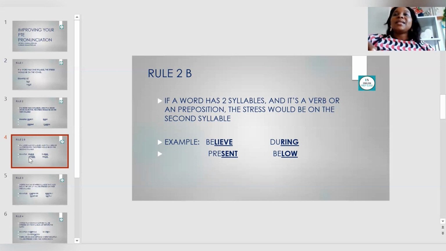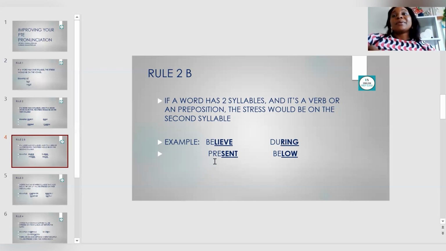Okay, so we have believe. So it's be-LIEVE there. This is it. It gives you that stress, or what the computer will be listening for in your speaking, especially when you read aloud. Then we have here during, and rain, which is where the syllable is.